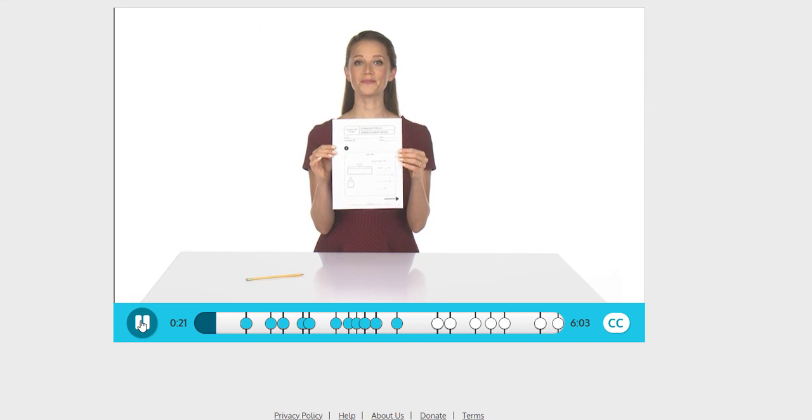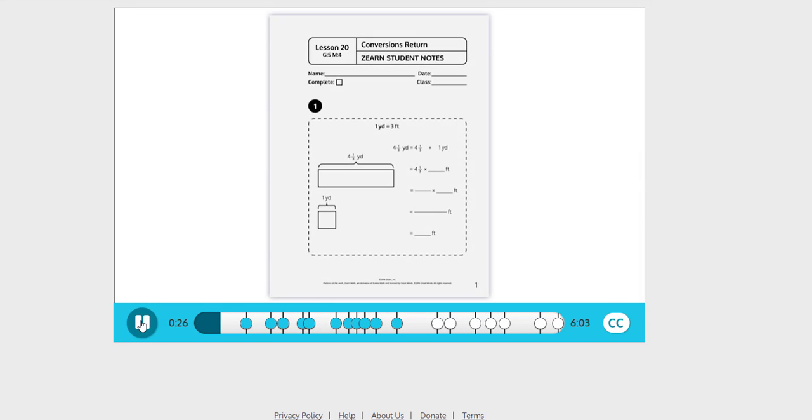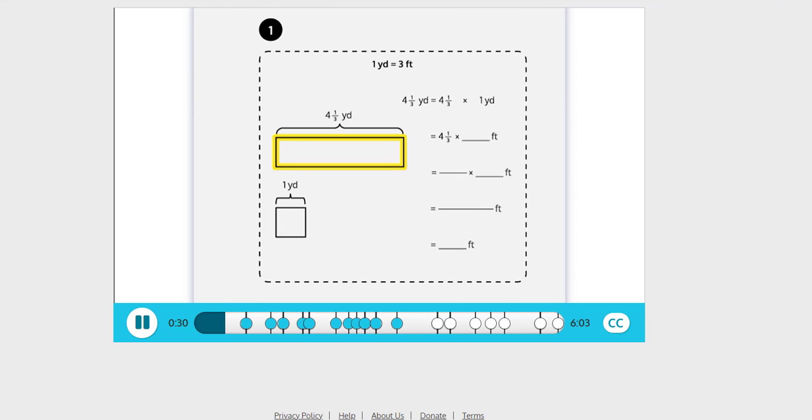We'll solve this problem in your notes. Get page 75 open and ready. Today we're working on Mission 4, Lesson 20. This tape diagram represents our whole, 4 1/3 yards. We want to name 4 1/3 yards using feet. First, let's partition the tape diagram into 4 equal units to represent the 4 whole yards, and 1 smaller unit to represent 1/3 of a yard.